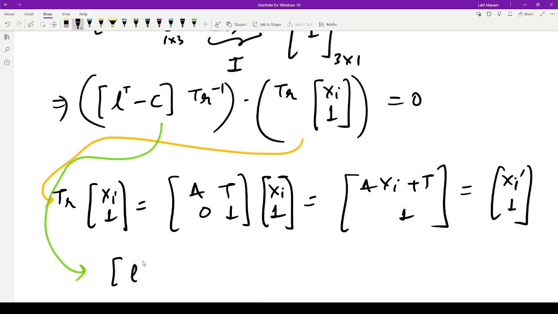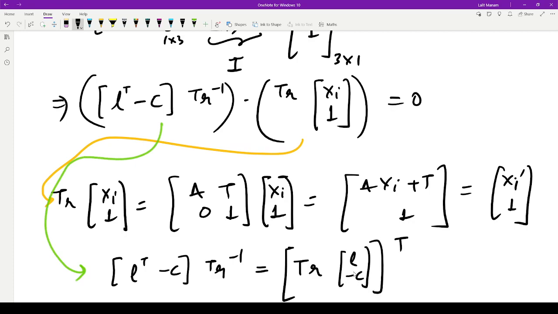So this is what: L transpose minus C, transformation inverse, right? So this is some other matrix which now transforms L minus C whole transpose. This is inverse transpose, sorry. Does everyone agree with this? I've just written it as a matrix, or rather column vector transpose. Yes? Very good.